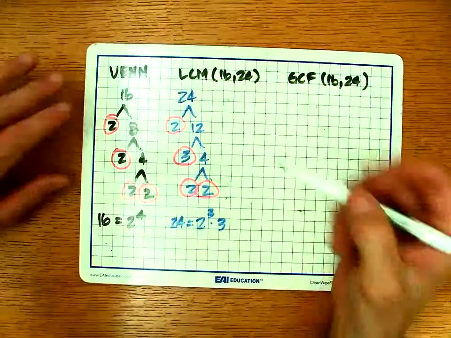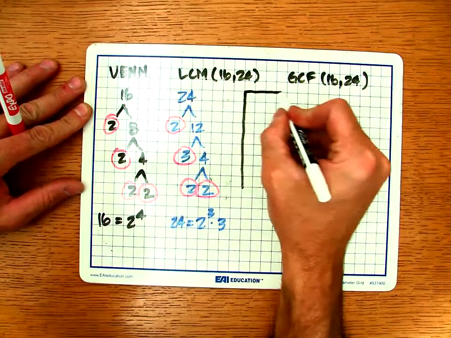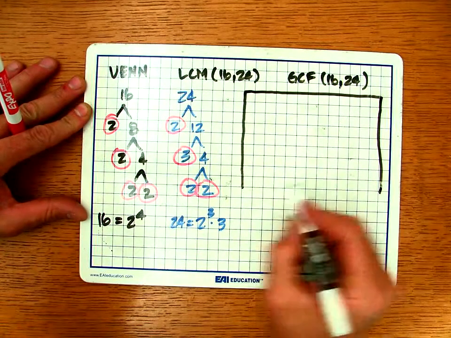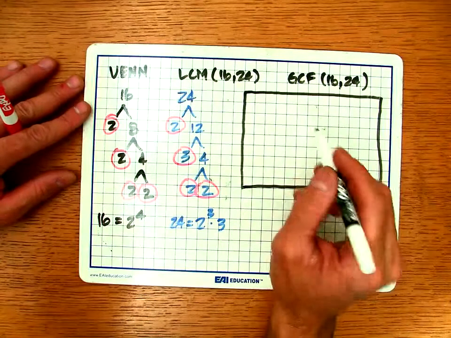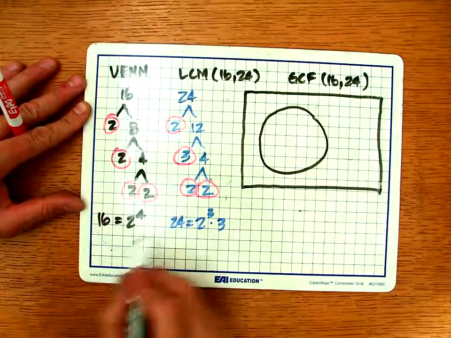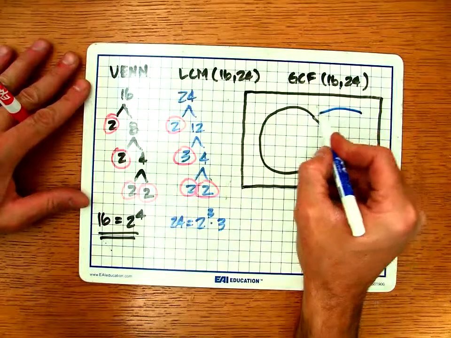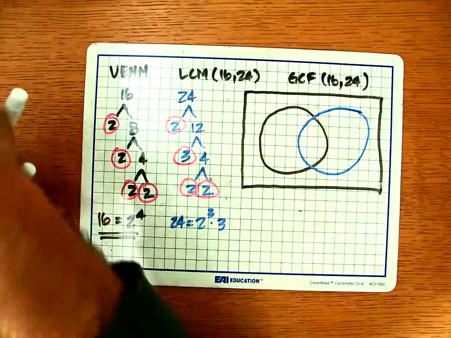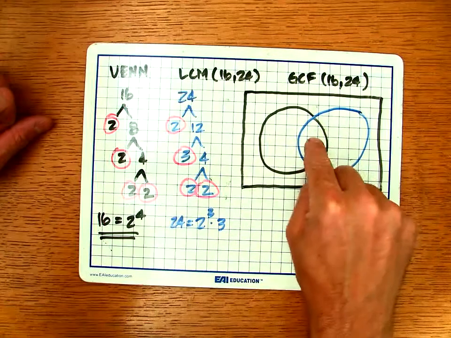Okay, let's go ahead and construct a Venn diagram of these two numbers' prime factorizations. Go ahead and draw in a Venn diagram square, in which we'll put the factors of these two numbers. I'll use a black circle to represent the number 16, and I'll use a blue circle to represent the number 24. And I'll distribute the factors of each according to whether they belong only to that number or to both numbers.